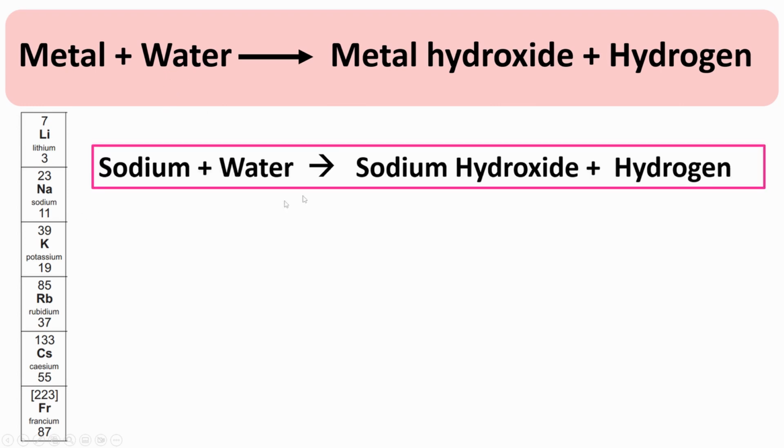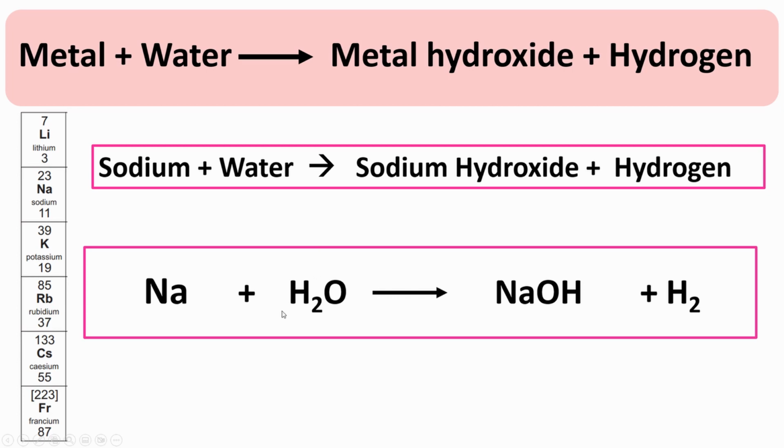Okay, let's have a look at the reaction between the second alkali metal, sodium, and water. So sodium plus water produces sodium hydroxide and hydrogen. You can see it's just like this equation. In place of the metal we put the sodium there. So this is the word equation, and here's the symbol equation.